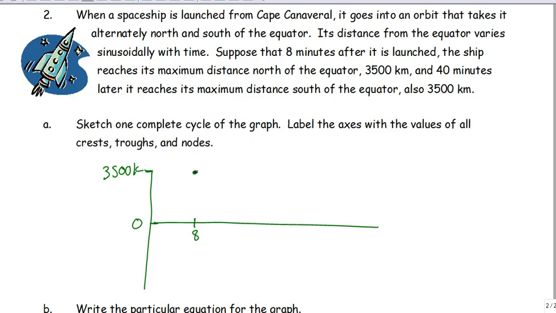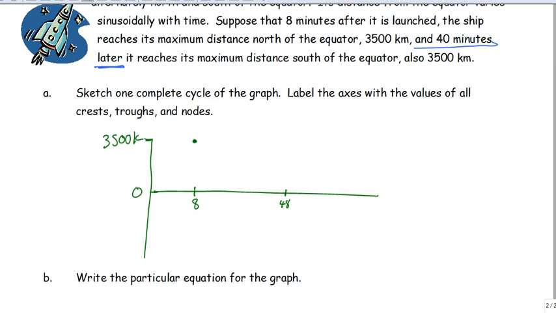And now here's where people make mistakes. 40 minutes later, not at 40 minutes, but 40 minutes after what I just told you, which would be at 48, it reaches its maximum distance south of the equator. Just because it says maximum distance, it's maximum distance south, which on our graph will be the minimum.